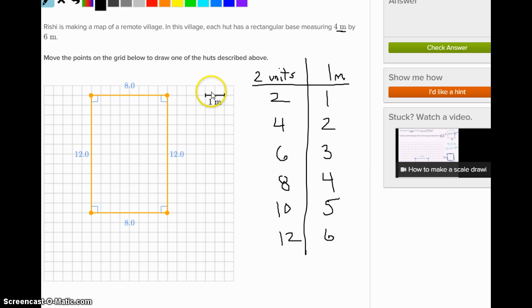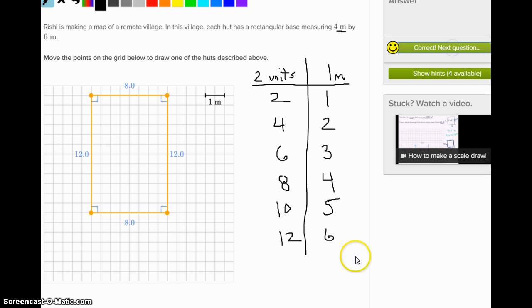So one way I can look at this is that every 2 units is 1 meter. So I've got 2 units, that's 1 meter, 2 meters, 3 meters, 4 meters. 1 meter, 2 meters, 3 meters, 4 meters, 5 meters, 6 meters. That's what I needed. So check my answer. Yay!